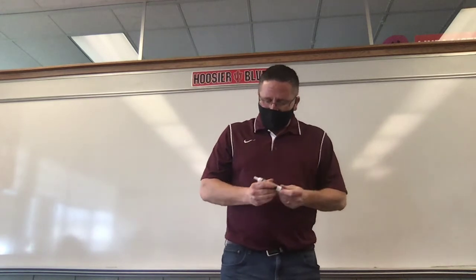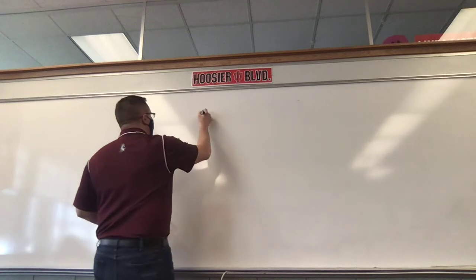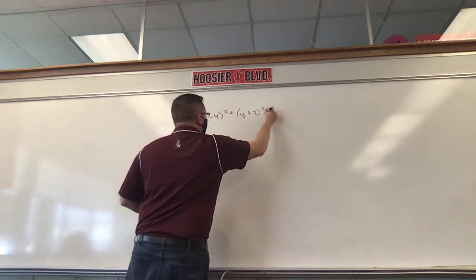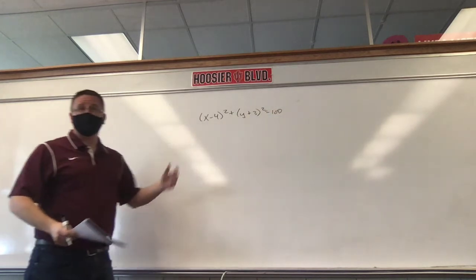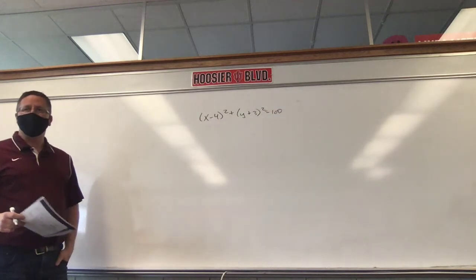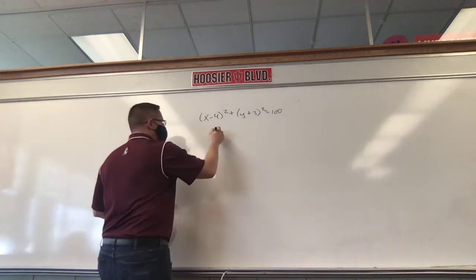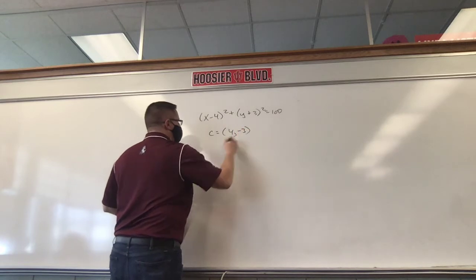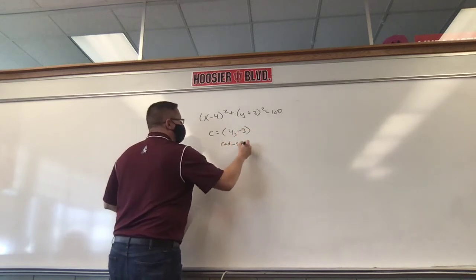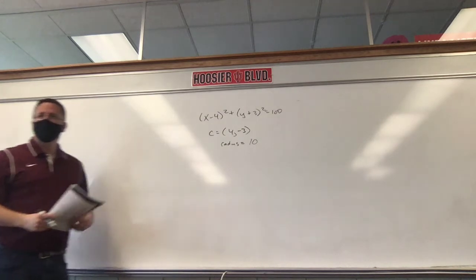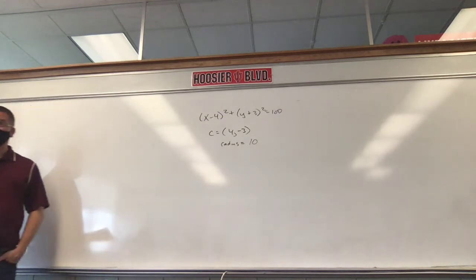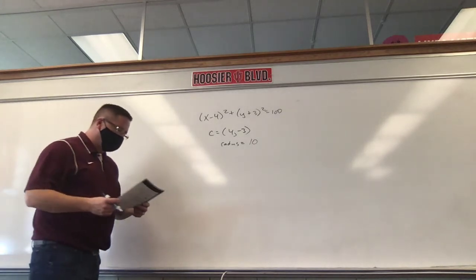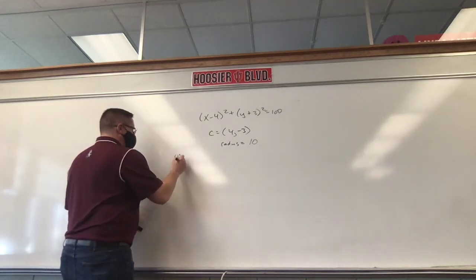Now, if I gave you something like this, x minus 4 squared plus y plus 3 squared equals 100, you should be able to look at this and say, oh man, the center and the radius of this is, what would the center of this be? 4, negative 3, not 3, negative 3, and the radius would be what? 10. Where'd 10 come from? Square root of 100, okay? That should be real easy to tell, opposite, square root. That's what I said last week. Opposite square root.